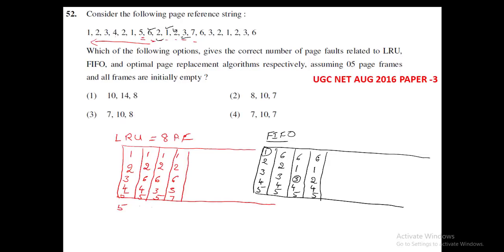Our next page referred by the CPU is 7. 7 is not there, so a page fault occurs, and we have to choose 5 as the victim page because it arrived first among the remaining pages. So it is 6, 1, 2, 3, and in the place of 5 we write 7.